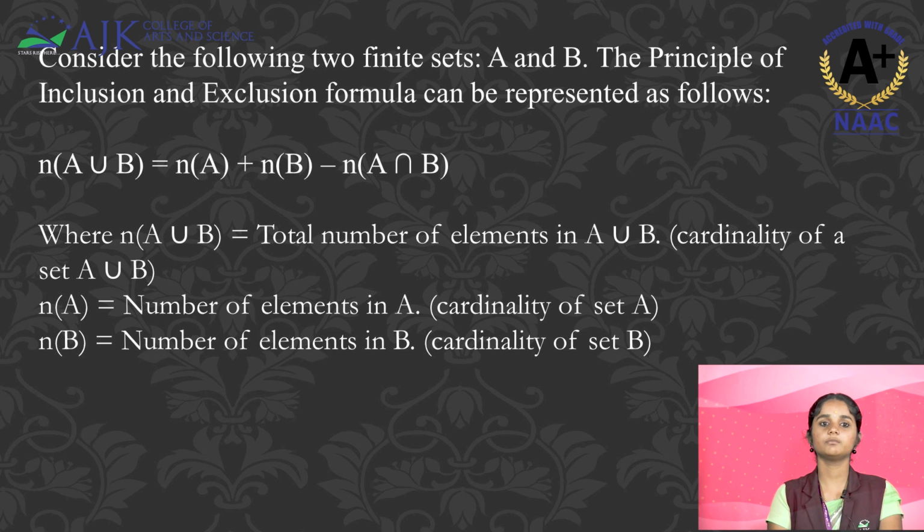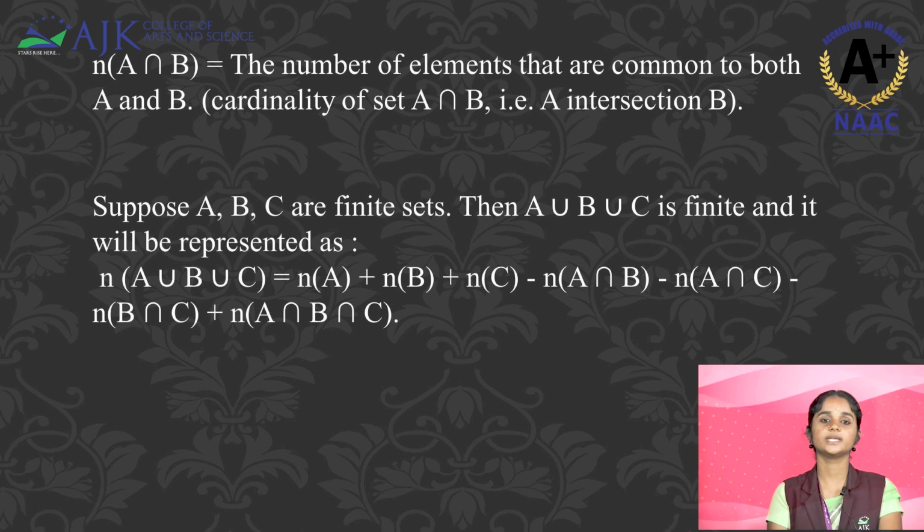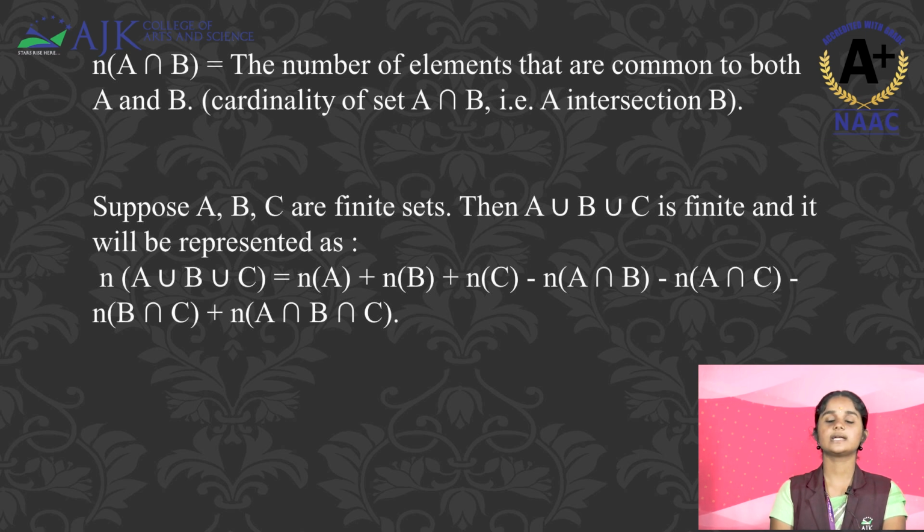N of A union B equal to N of A plus N of B minus N of A intersection B, where N of A union B is the total number of elements in A union B, that is, the cardinality of set A union B. Next, N of A is the number of elements in A, that is, the cardinality of set A. N of B is the number of elements in B, that is, the cardinality of set B. N of A intersection B is the number of elements common to both A and B, that is, the cardinality of A intersection B.